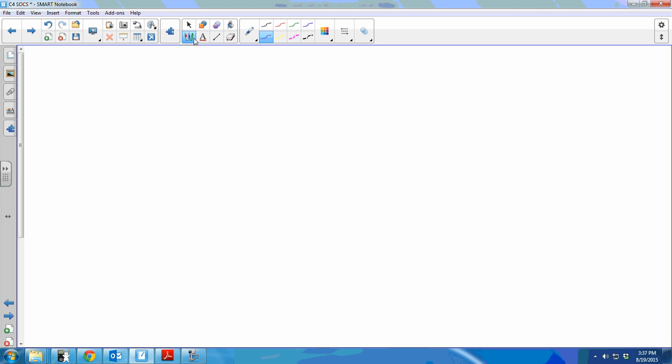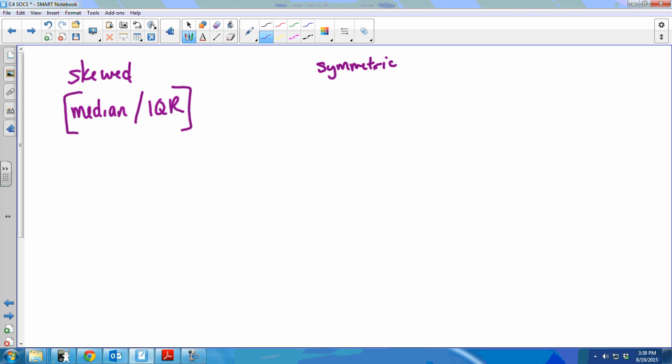When you have skewed data, you use the median to describe center, and you use the IQR to describe spread. That's a package deal. These come together, all right? If you have symmetric data, you're going to use the mean and the standard deviation, which we're going to talk about. Again, that's a package deal. They go together, all right?